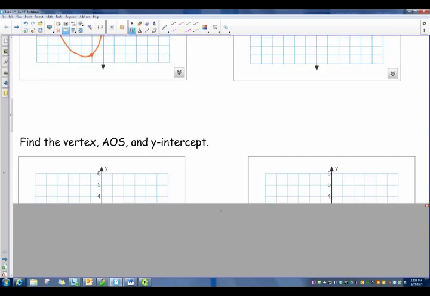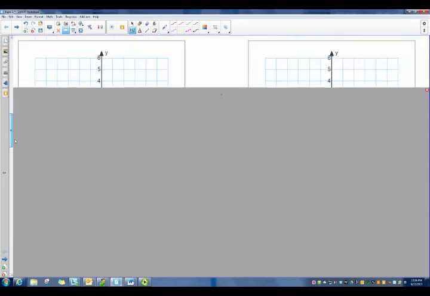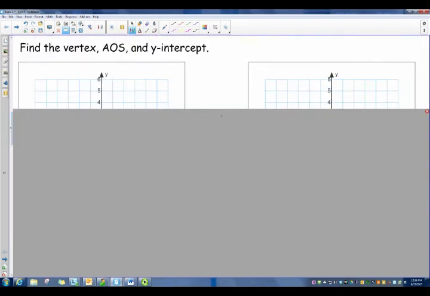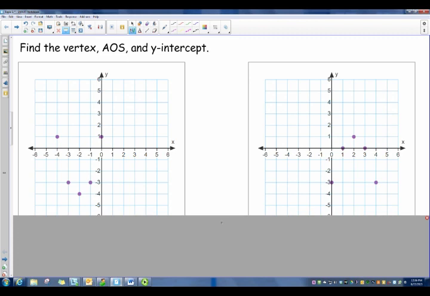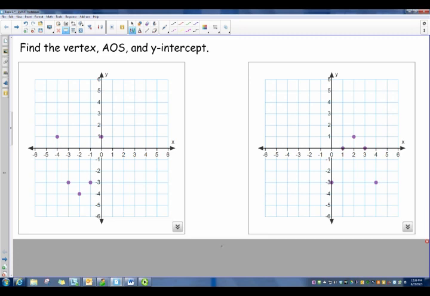Alright, so we're going to be asked to find a couple things: the vertex, the axis of symmetry, and the y-intercept. Now, based on the graph that we have here, I've got this parabola, and all of these pieces of information are going to help me graph this. Well, what is your vertex? Your vertex is your lowest point. So if you look at your lowest point right there, that's your vertex. So the vertex is the point -2, -4.